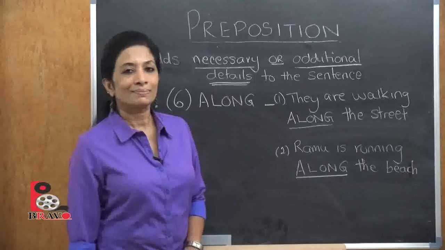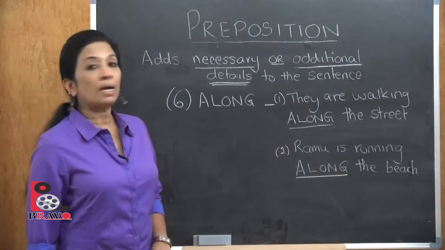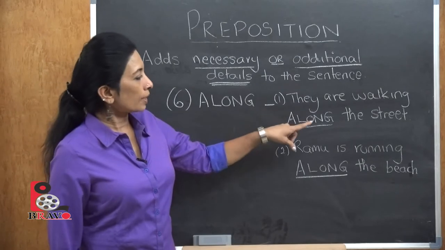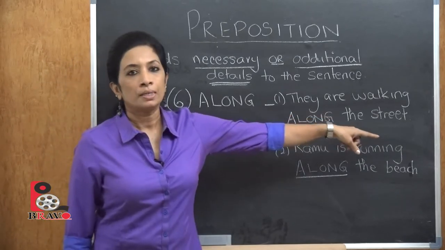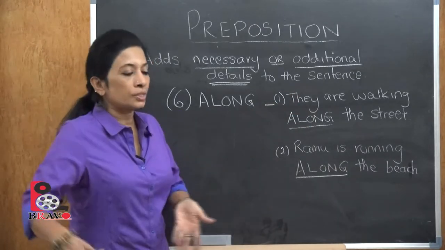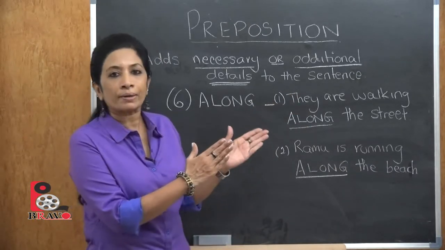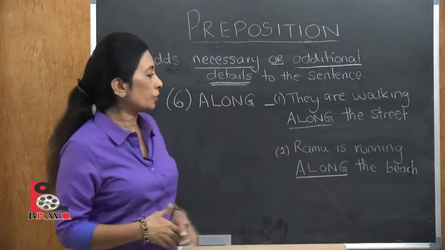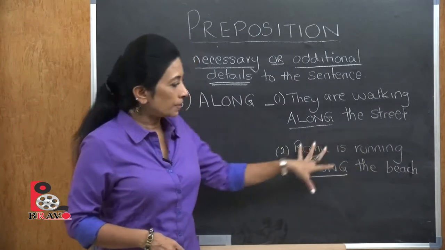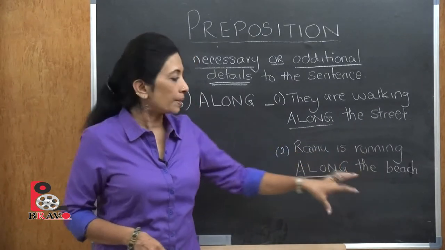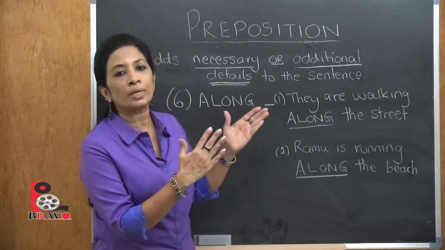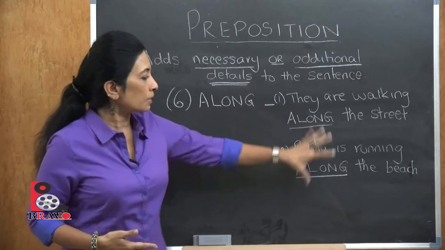So against is used here, and couple of examples are here which is useful to form the sentences. The sixth word is along. The examples I've said here, they are walking along the street. You can even say they're walking on the street. But when you say walking along the street, they're walking parallel to the street. So it goes along the street. Ramu is running along the beach. You could even say Ramu is running on the beach. But when you say Ramu is running along the beach, water is flowing and Ramu is going along with the water speed. So which is used along.